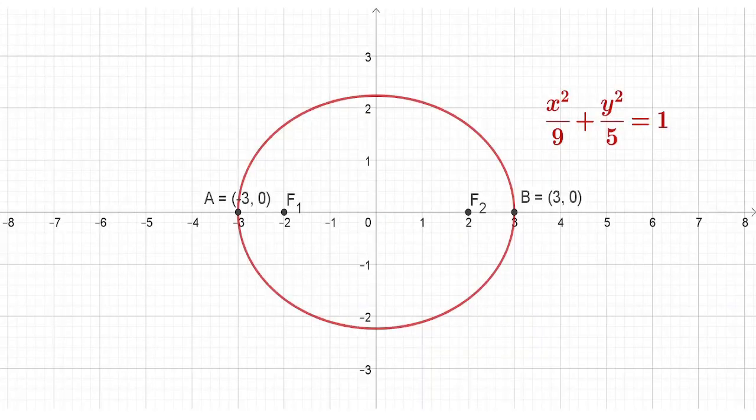Now, we will visualize it on a graph sheet. This is x square by 9 plus y square by 5 is equal to 1. Having the focus on the x-axis at 2, 0 and minus 2, 0, and vertices at 3, 0 and minus 3, 0.